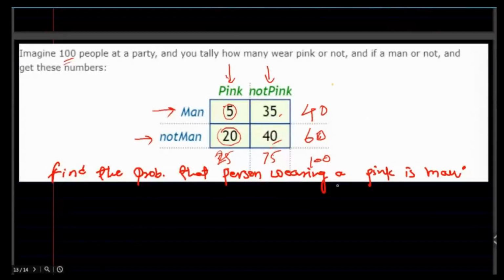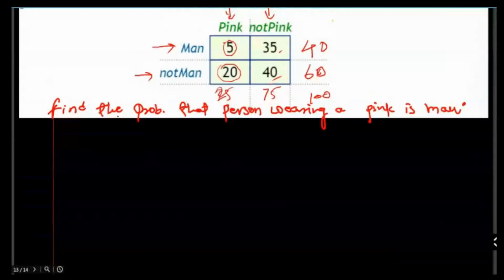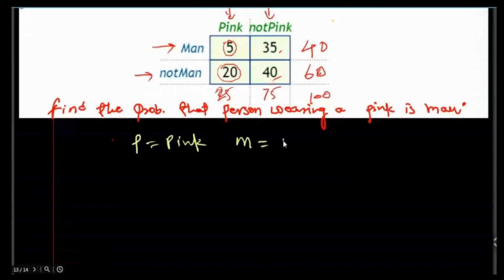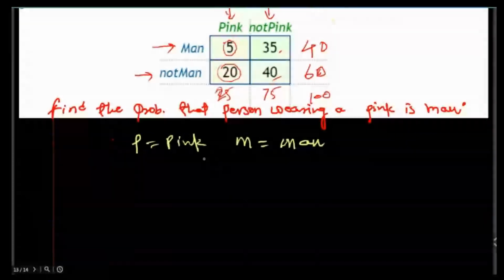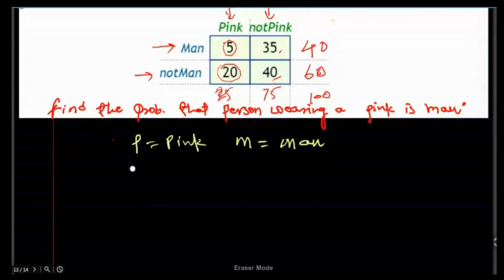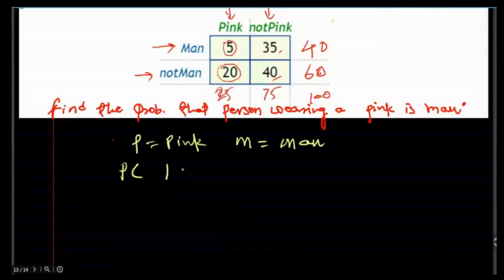Now we will try to write this in the form of the Bayes theorem. What we have been asked to find, that we will write first. Find the probability that a person wearing pink is a man. So we will write notations first. Write P equals pink and M equals a man. So what we have been asked to calculate is probability of some term given this equals question mark.